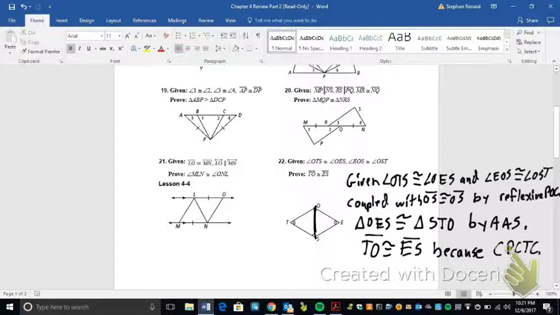So we have reflexive property of congruence. OES is congruent to STO by angle, angle, side. That's going to give us TO is congruent to ES because corresponding parts of congruent triangles are congruent.